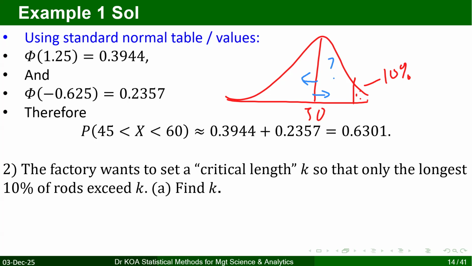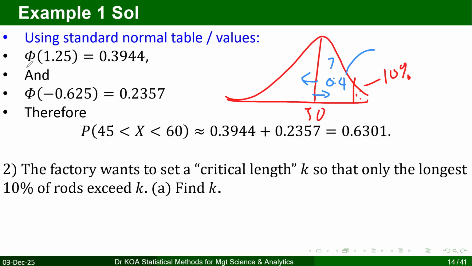0.4. So that is what you are going to read. That is the probability you're going to read. It's not 10%, it's 0.4, because you subtract from 0.5 to get the 10%. Does that make sense? Yes. Now you're going to read this 0.4 on the table.